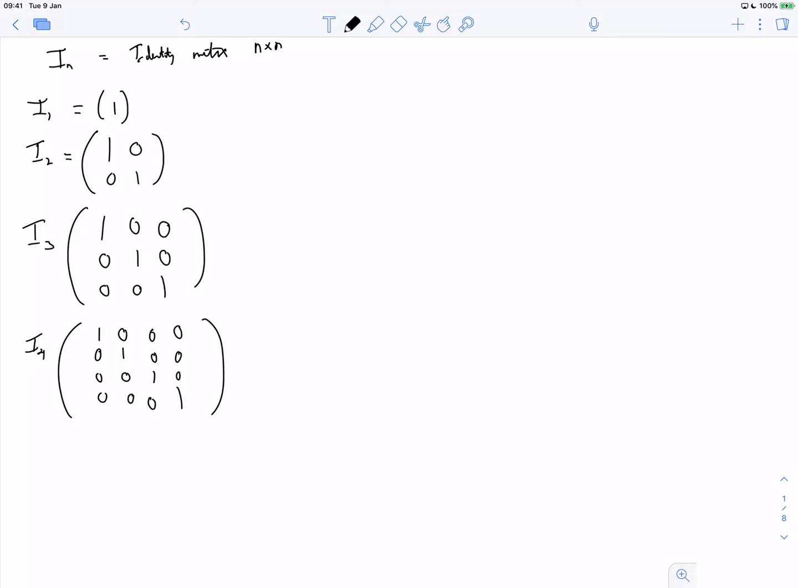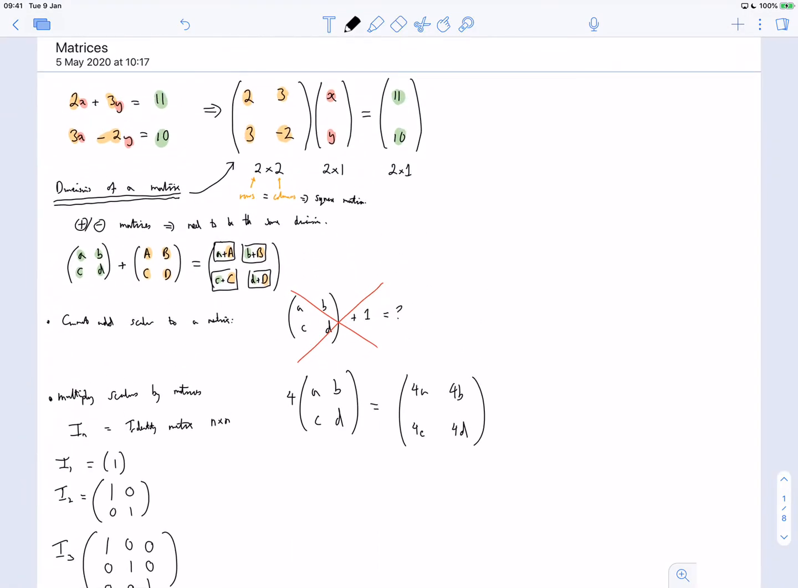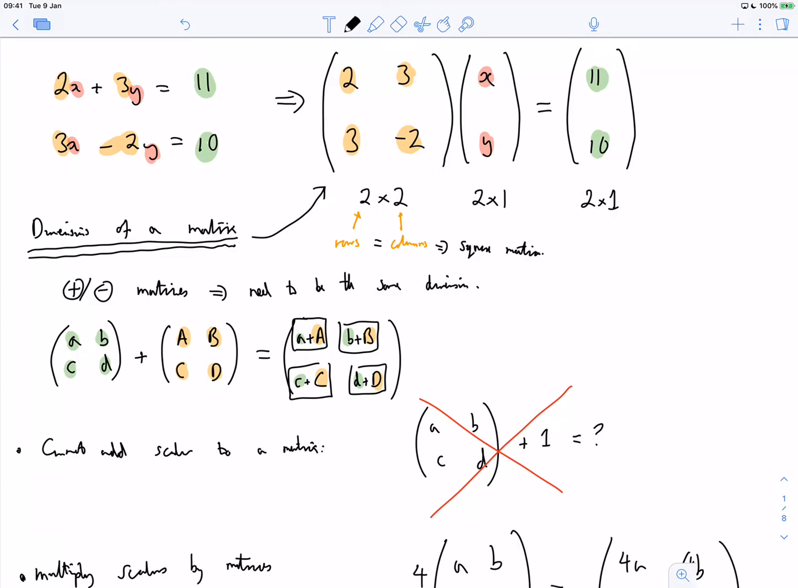Okay, so suppose I wanted to do, if I go back to multiplying scalars by matrices, if I wanted 4 lots of A, B, C, D, then that's just as you'd expect it to be. That would be 4A, 4B, 4C, 4D. Okay, really easy.